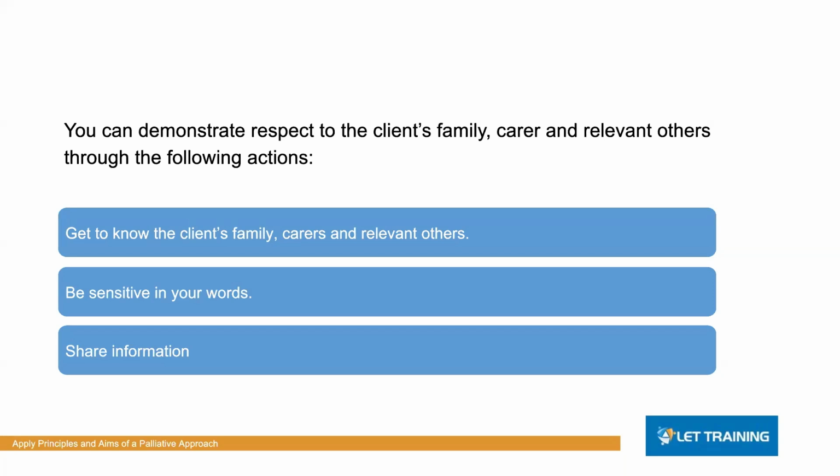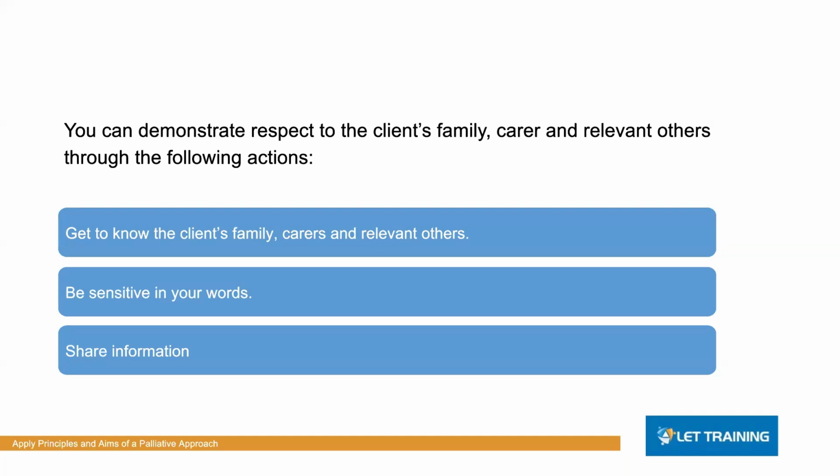Be sensitive in your words, using language that does not imply discrimination. Listen to the concerns of the people that may be influenced by their cultural, traditional, or religious beliefs. Be patient in explaining the purposes of treatments involved in palliative care and provide assurance that the client is safe under your care.